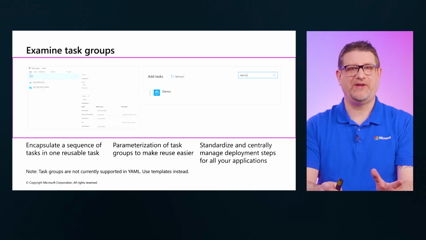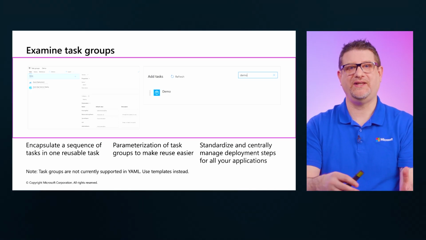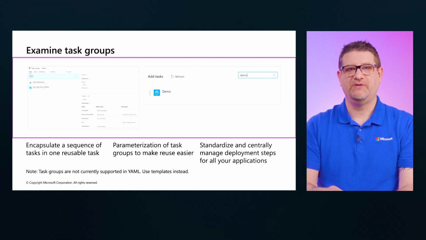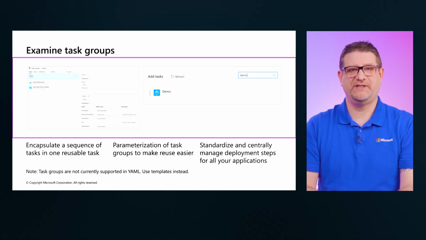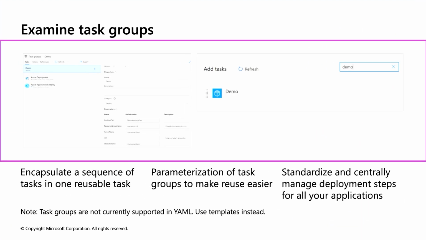Task groups in Azure DevOps are a powerful way to simplify and standardize our deployment process. So think of task groups as a reusable bundle, a sequence of events that we can encapsulate and use across multiple pipelines. By parameterizing these groups, we make it easy to adapt them to different projects and environments, saving a lot of time and reducing errors. This approach allows teams to centrally manage deployment steps, ensuring that every application follows the same best practices and compliance requirements. So as an example, you might create a task group for deploying a web app, then reuse it for different projects simply by changing a few parameters.